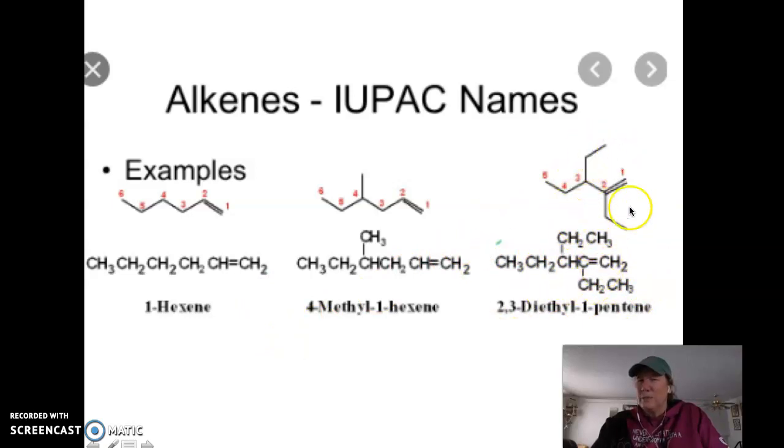This one, sometimes people struggle with this one. Okay. And again, on this one, some people would want to start numbering down here. You want to number with the double bond. Okay. So those are some examples.